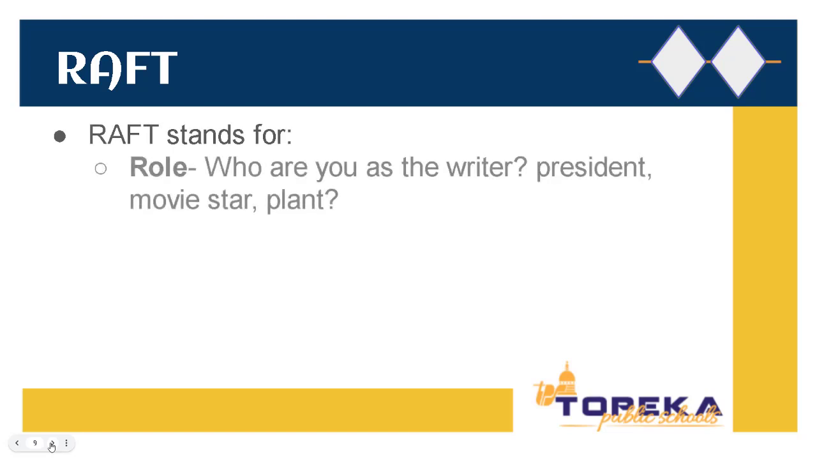RAFT stands for role. So who are you as the writer? So what is your role as the writer? Are you writing as the president, a movie star? Are you a plant? Are you writing as a servant during the time of the ancient Egyptians, for example? So who are you writing as?